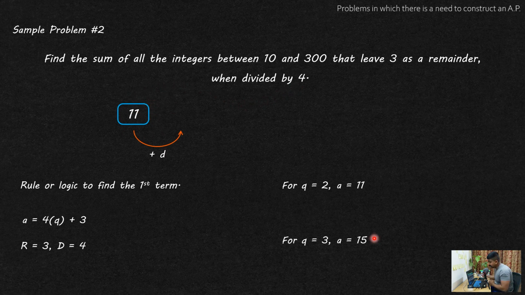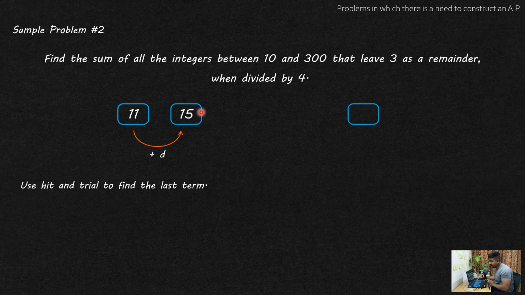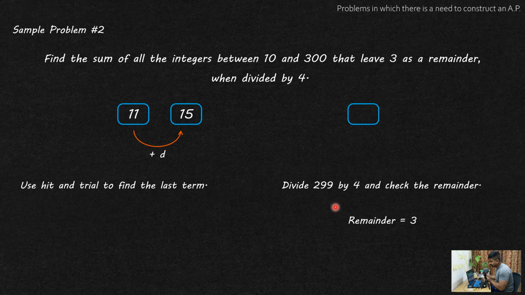Now for Q equals 3, A becomes 15. It means the second term in this list, which when divided by 4 leaves a remainder 3, is 15. So here we have a second term equal to 15. So far we have found the first term and the second term, and using a hit and trial method, we can find the last term. If we divide 299 directly by 4 and check the remainder, it's a happy coincidence that the remainder is 3. So 299 is the last member of our list.